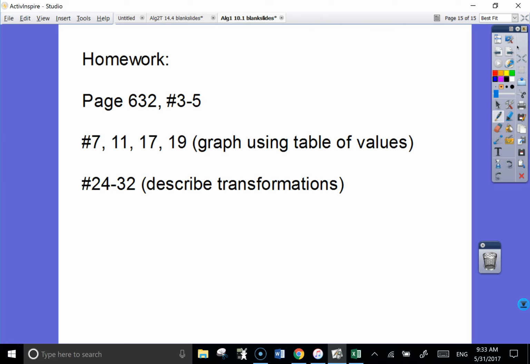So again, work on this in class now. The 7, 11, 17, and 19, make a table of values, find the values, plot the points, sketch the curve. The 24 through 32, it says to graph, but you don't have to graph. Just describe what would go on. Just describe those 3 or 4 things that we just did.